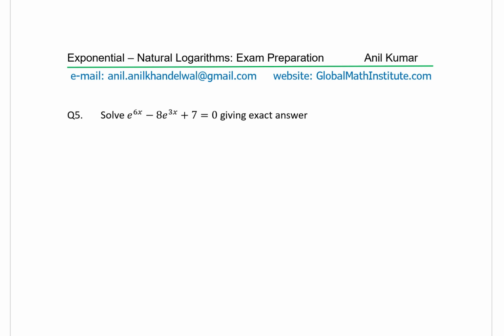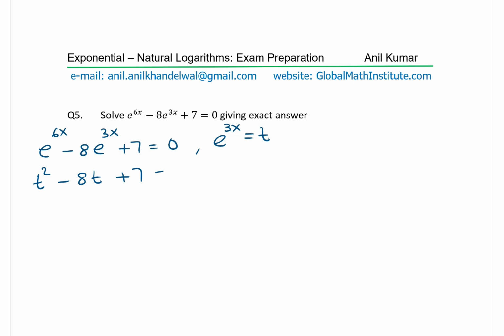Let's write this equation as e to the power of 6x minus 8 e to the power of 3x plus 7 equals 0. So let's make a substitution, e to the power of 3x equals t. I prefer to always make this substitution. It's kind of simpler. So that becomes t squared minus 8t plus 7 equals 0. It's a very simple equation to solve now.